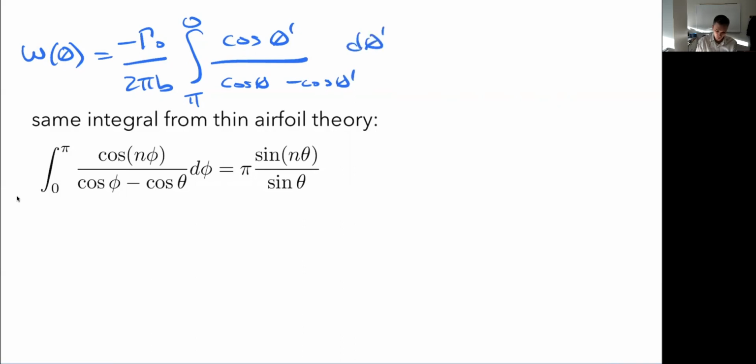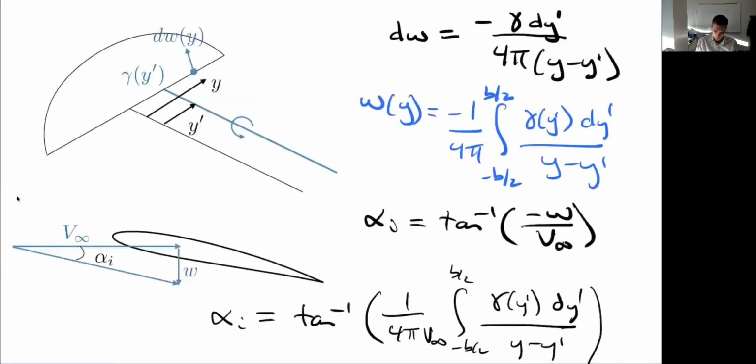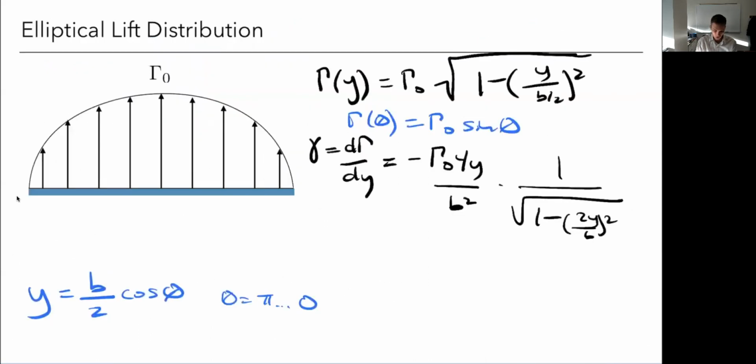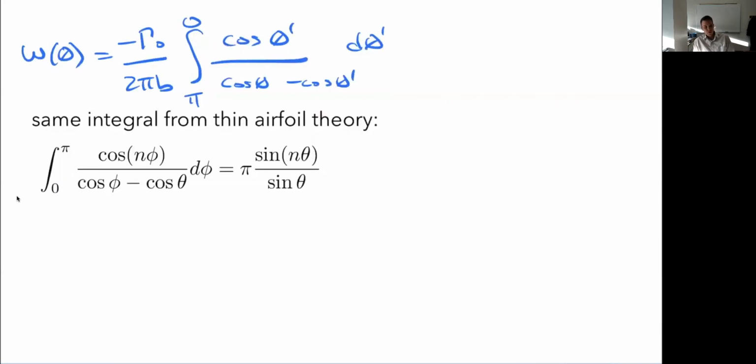And these primes occur because, if you'll recall in the downwash function here, I've got y primes and y. So I had to make two substitutions, one in terms of theta and one in terms of theta prime. It simplifies quite nicely. And so we're actually going to use the exact same integral that we had from thin airfoil theory. That was this one. You might recall that we used it twice in the Kutta condition here.